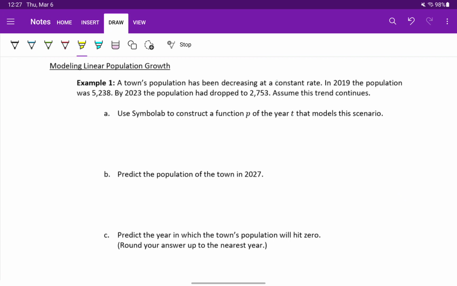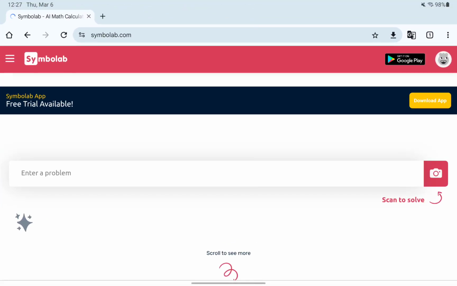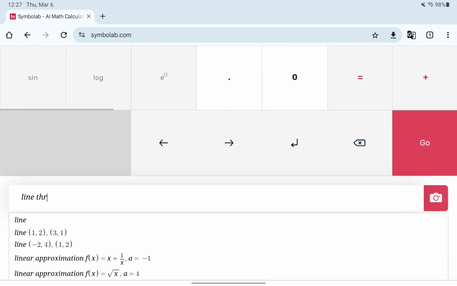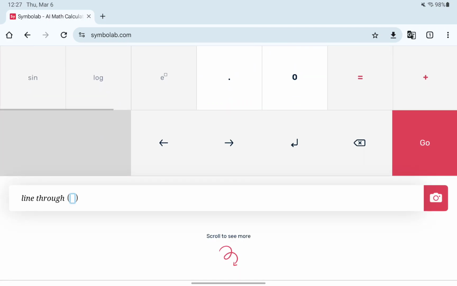And since we're told that the rate of decrease is constant, that's a key to us that this is a linear situation. What we want to do is start off by using Symbolab to construct a function p of the year t that models this scenario. That is, we want to construct a line through the 2 points that were given. To do that, we'll set up a line through our 2 points.